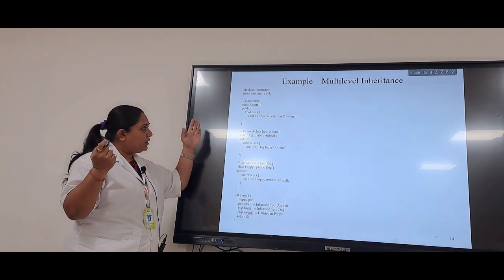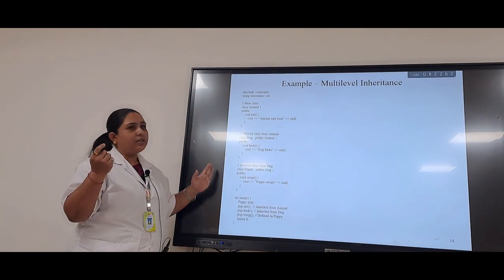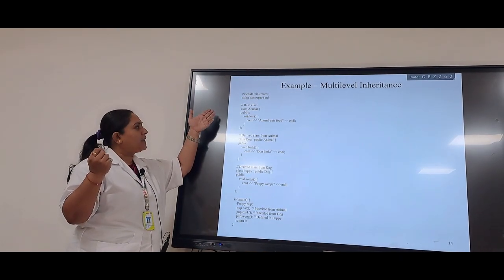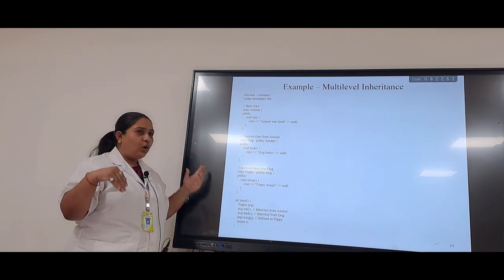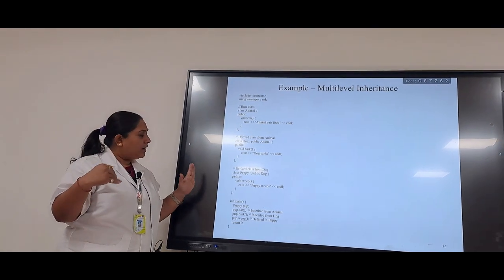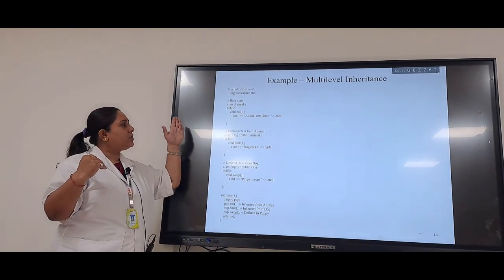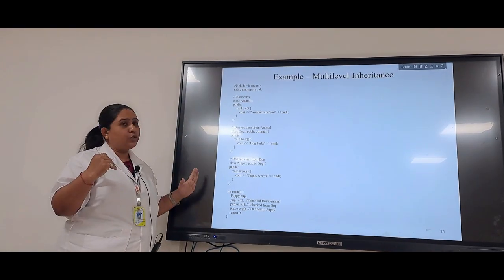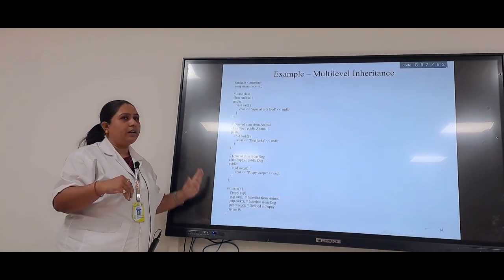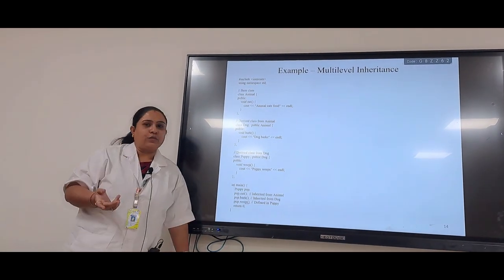So it appears like a hierarchy, that is, levels. On the top I have the base class animal. At the second level I have the derived class dog. At the lower level I have another derived class puppy. So this is multi-level inheritance. I hope this example is understood by everyone. Let us move to the next form.